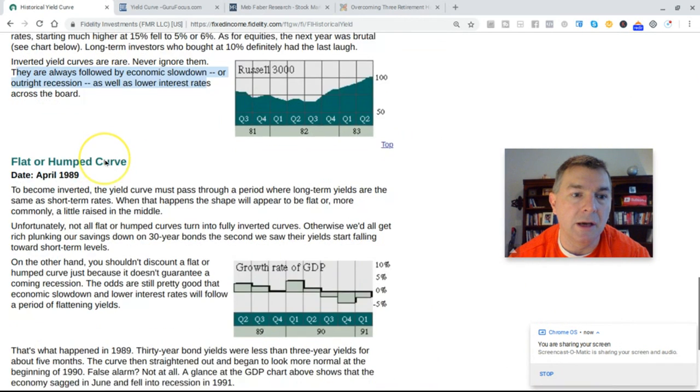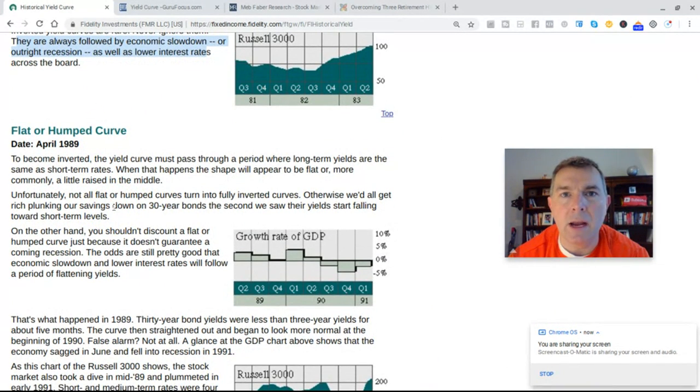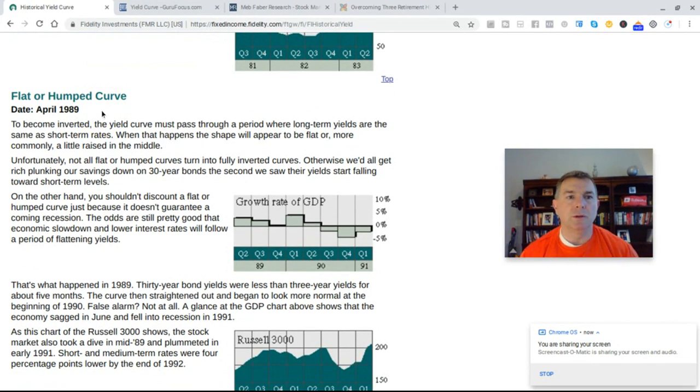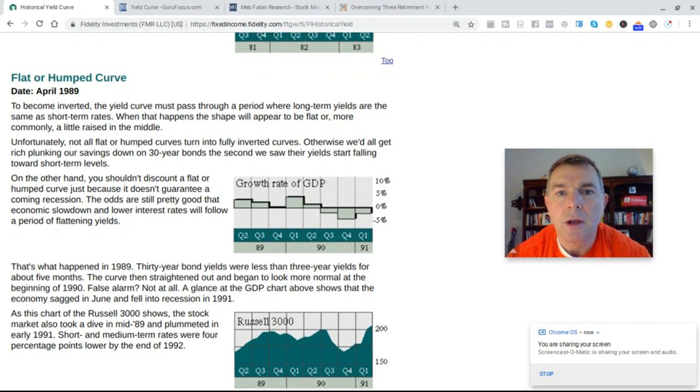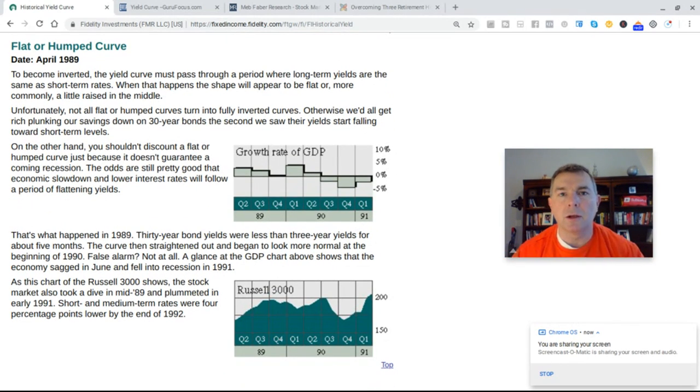Actually, let's see what old Fidelity says right here. Dateline, April 1989. To become inverted, the yield curve must pass through a period where long-term yields are the same as short-term yields. When that happens, the shape will appear to be flat, or more commonly, a little raised in the middle. Unfortunately, not all flat or humped curves become inverted curves. Otherwise, we'd all get rich plunking our savings down in 30-year bonds the second we saw the yield starting to fall toward short-term levels. On the other hand, you shouldn't discount a flat or humped yield curve because it doesn't guarantee a coming recession. The odds are still pretty good that economic slowdown and lower interest rates will follow a period of flattening yields.